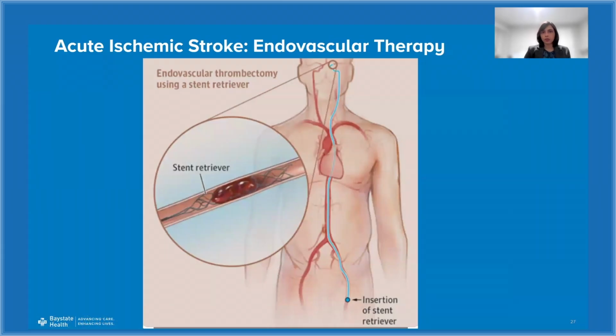So the way we typically do this procedure is we enter either through the blood vessel at the groin, or sometimes we can enter through the blood vessel at the wrist. And then under X-ray guidance, we go all the way up to the blood vessel within the brain, which is blocked. And this way we can try to retrieve the clot, which is occluding or blocking the blood vessel.